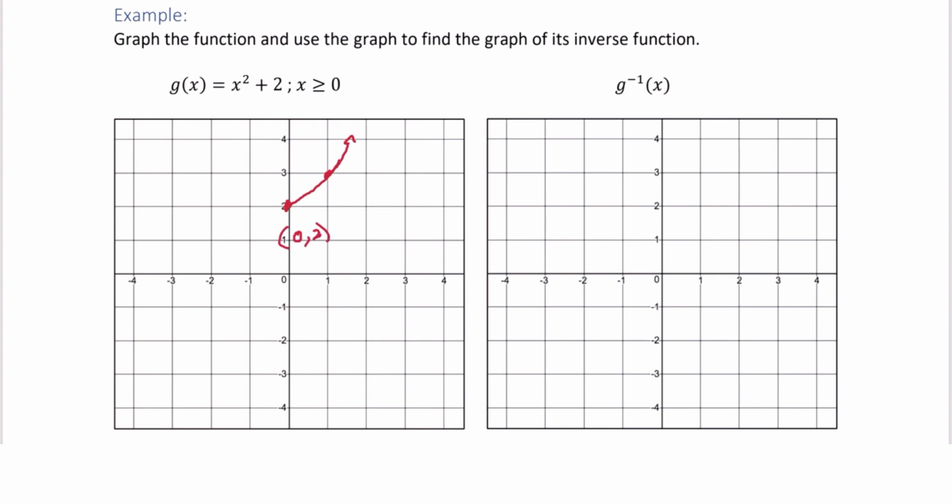(0, 2) and (1, 3) to get G inverse. To do that, we simply switch the x and the y values. So (0, 2) will become (2, 0), and (1, 3) will become (3, 1). And we draw that curve.